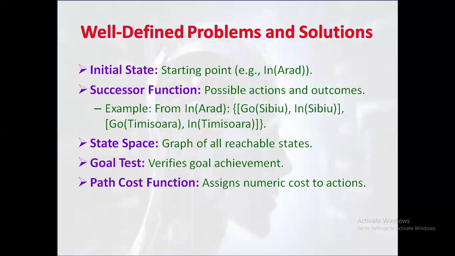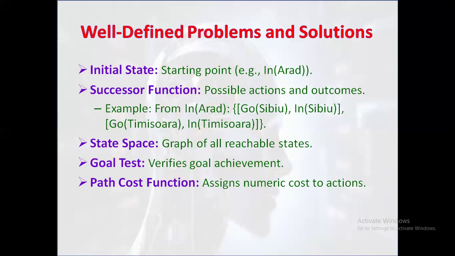Next, well-defined problems and solutions. First, we have to follow the initial state, successor function, state space, goal state, and path cost function. The initial state represents the starting point of the agent, where it has to start, Arad. And the successor function, or actions: we have seen possible actions and outcomes. So it has to start from Arad, go to Sibiu, and then from Sibiu to Rimnicu Vilcea, and so on. So it will end. The successor function defines the possible actions the agent can take and the resulting state.